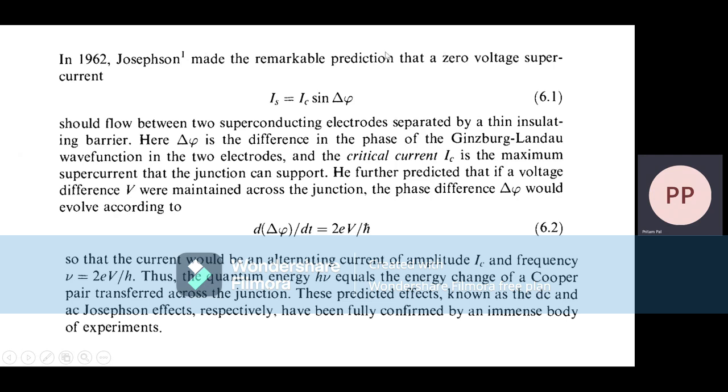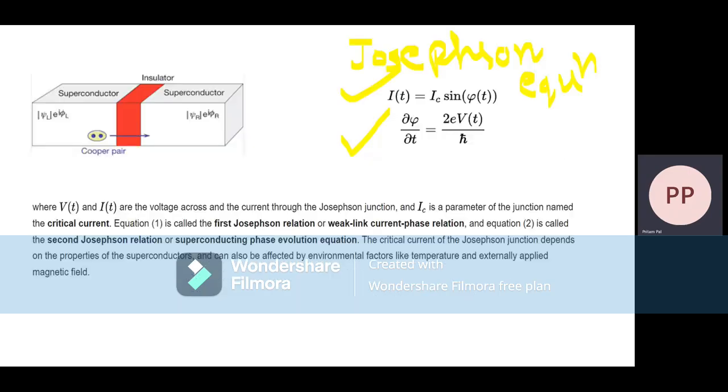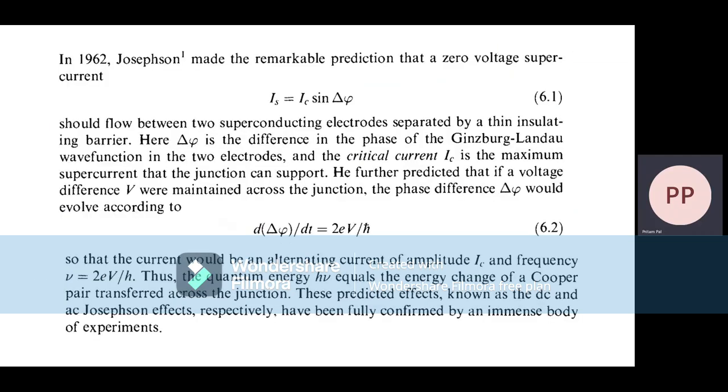Josephson actually made a remarkable prediction, that is a zero voltage supercurrent, right? This is the scenario where we don't have any voltage applied. Then what will happen? Del phi del t will become zero, then the phase will become constant, right? So once the phase is constant, I simply equals IC sine del phi. Del phi is not a function of time then, right? So the zero voltage supercurrent IS should flow between two superconducting electrodes separated by a thin insulating barrier, right?